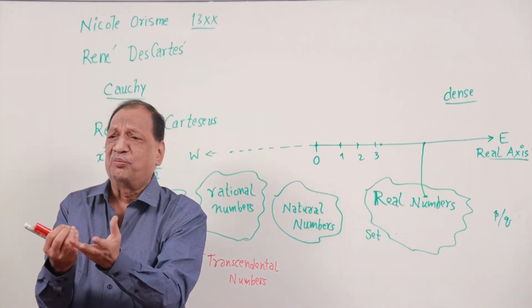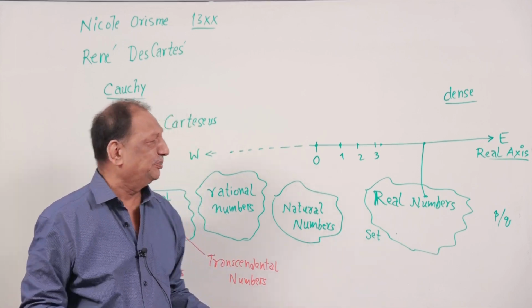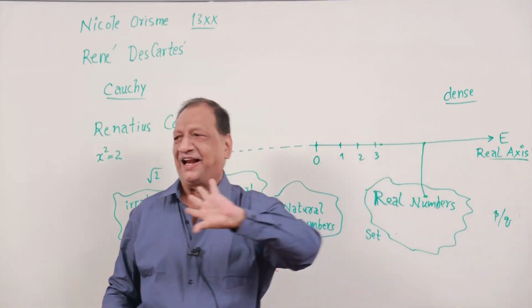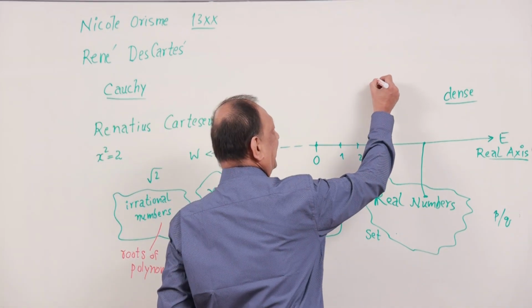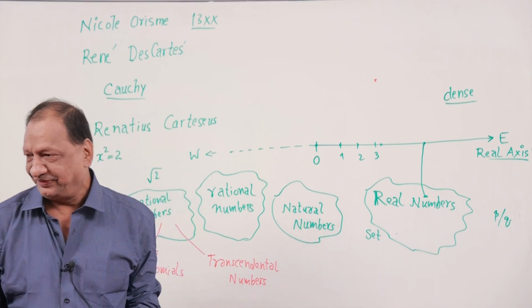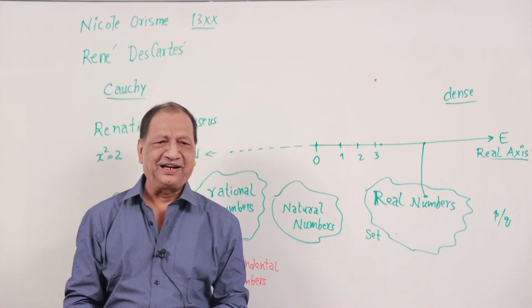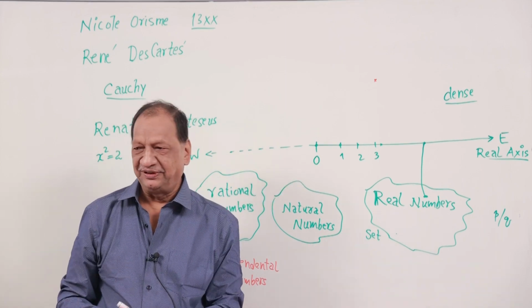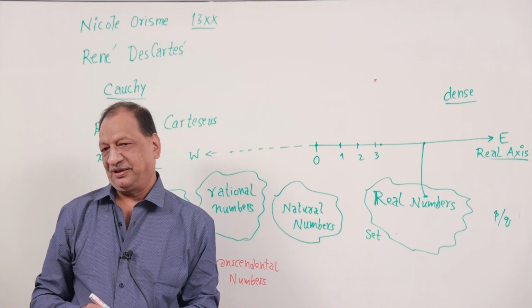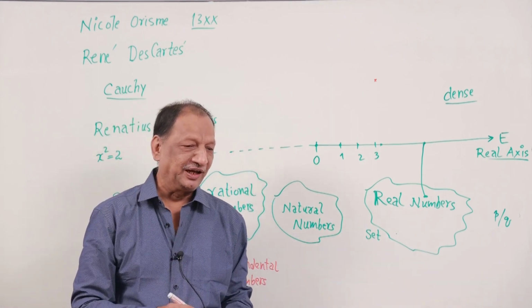Because what is a real number now? The definition is very simple. A real number is a number which can be represented as a point on the real axis. That is a real number. So obviously, if I've got a point somewhere outside the real axis, it's not a real number, correct? Any point outside the real axis, I don't know what it represents. Definitely it does not represent a real number.